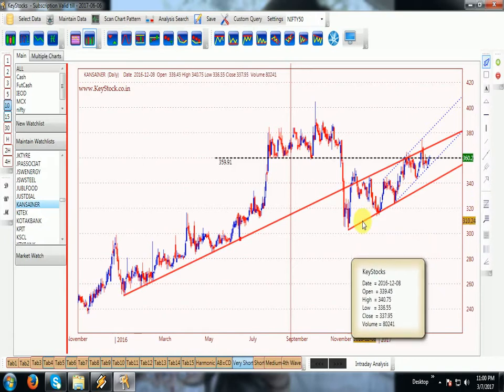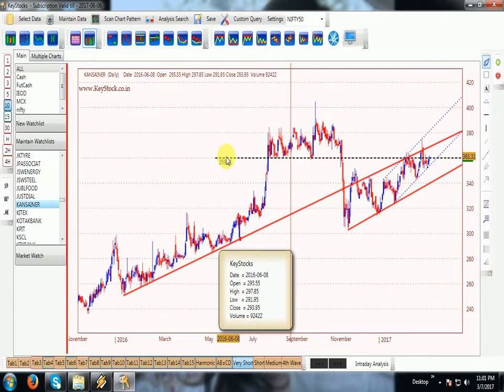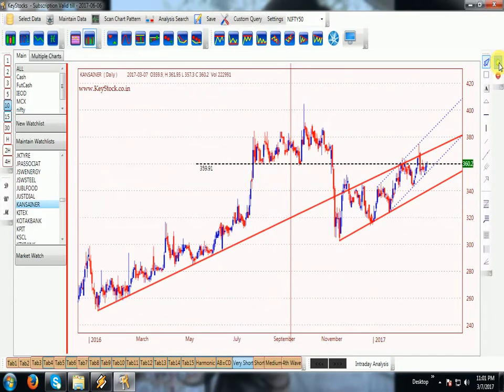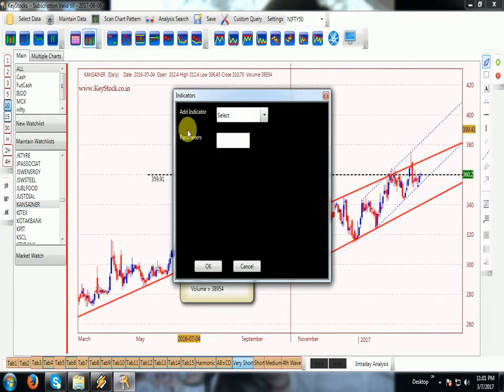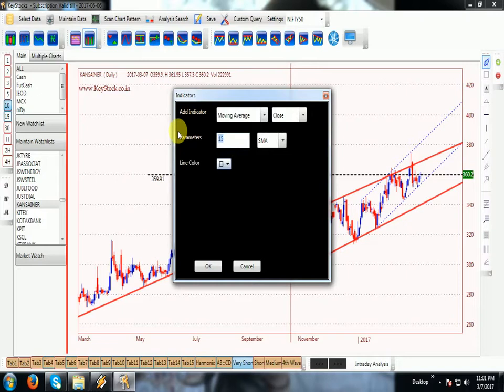But what we can see here, if you are a short-term trader, where should you take entry? So I will plot the moving average now, and we'll check the trend of the Kansai Nerolac stock. Here I'll zoom in. Now this is our rule: always first plot the 200 moving average in order to find the trend of the stock. Where is the moving average? Here it is. Now I'll plot 200 EMA.